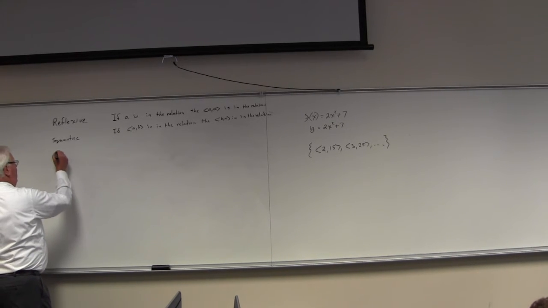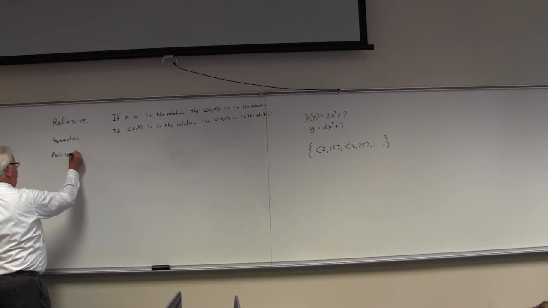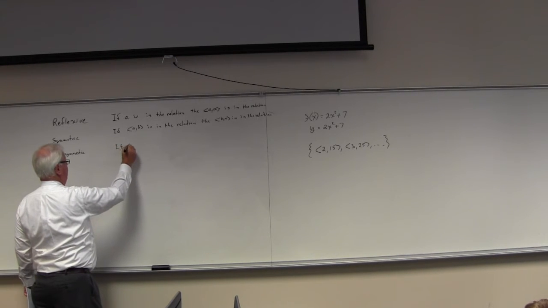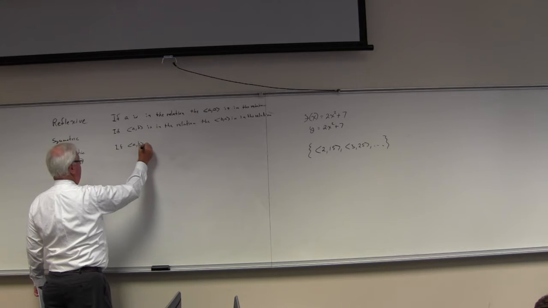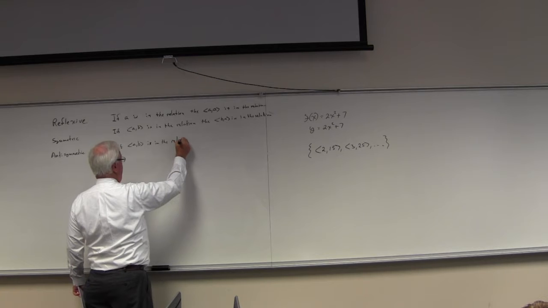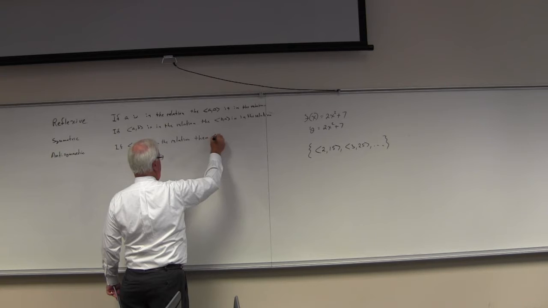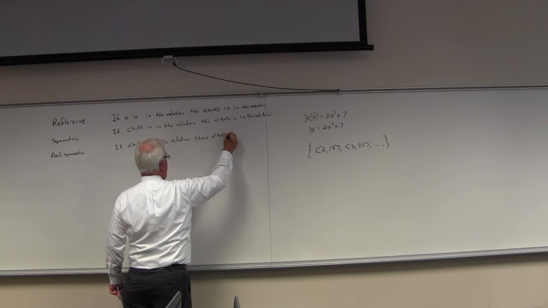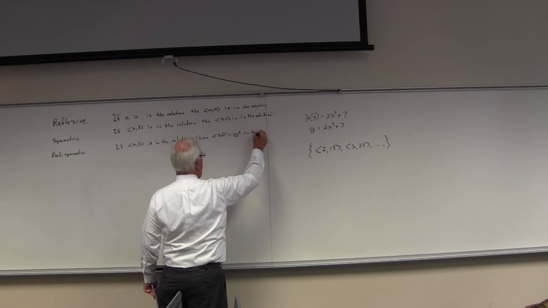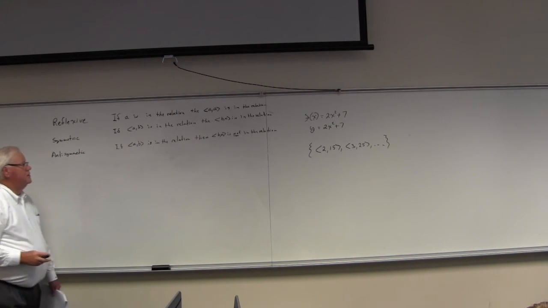Okay. We also have something called anti-symmetric. And that says that if AB is in the relation, then BA is not in the relation. Okay, so it's the opposite.